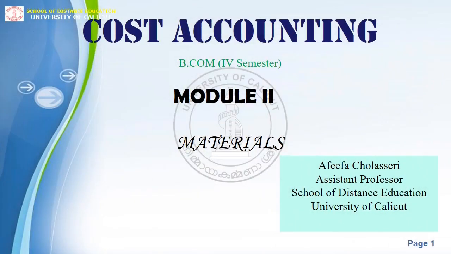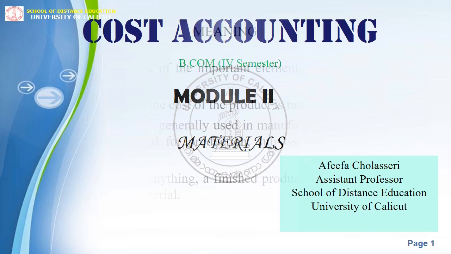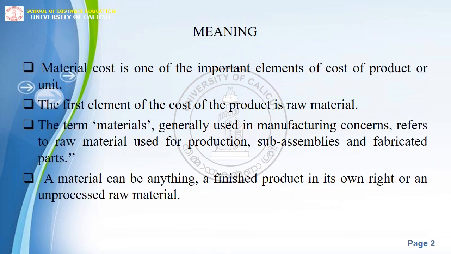Module 2, Materials, the basic element of cost, or one of the most significant elements of cost. Here we will discuss the material cost, the importance of material cost in cost accounting. Material is one of the important elements of cost of a product or unit. A material can be anything, an unprocessed raw material or a finished product in its own right.